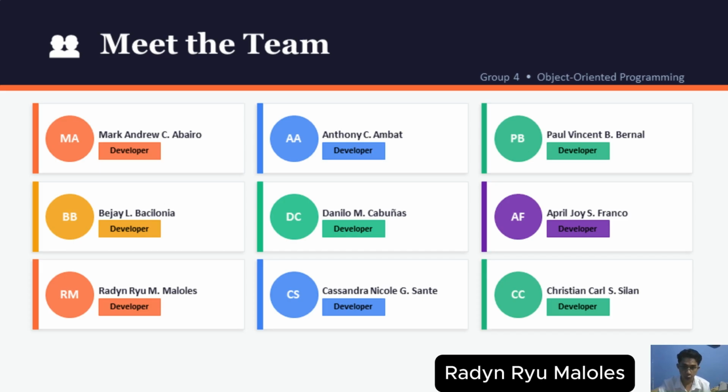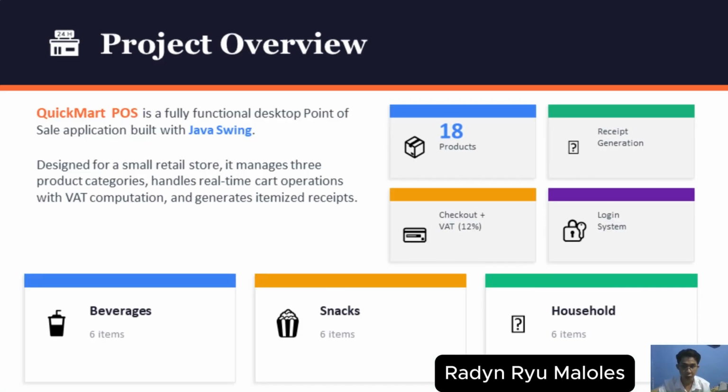We divided the workload to ensure every requirement of the problem statement was met. Our task was to design a fully functional point-of-sale system for a small retail store called QuickMart. We built this entirely in Java Swing as a desktop application. The system successfully handles three product categories, manages real-time cart operations, computes 12% VAT, and generates itemized checkout receipts.